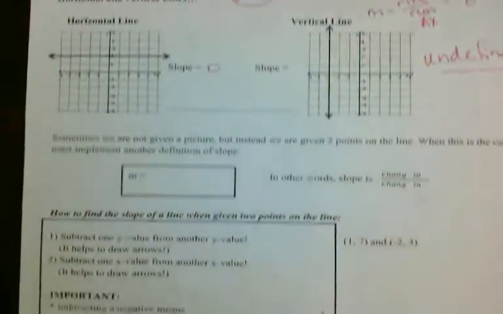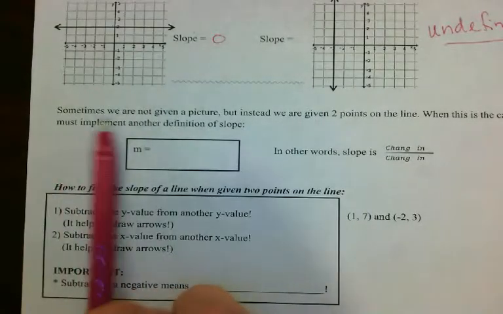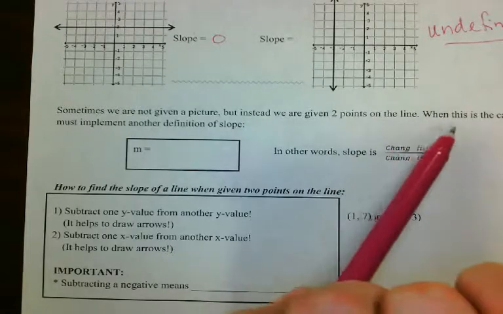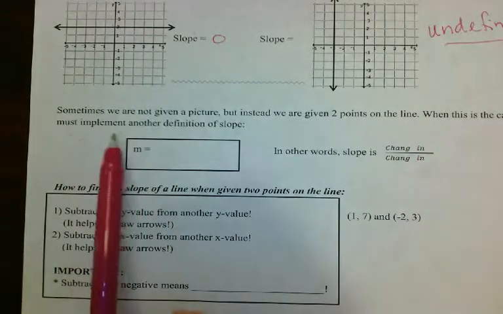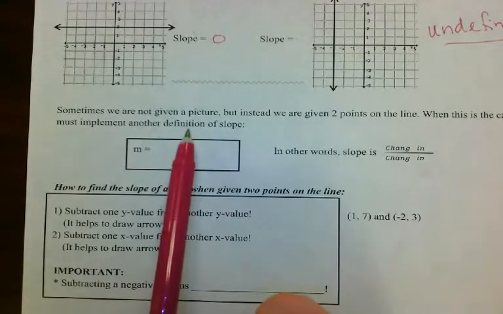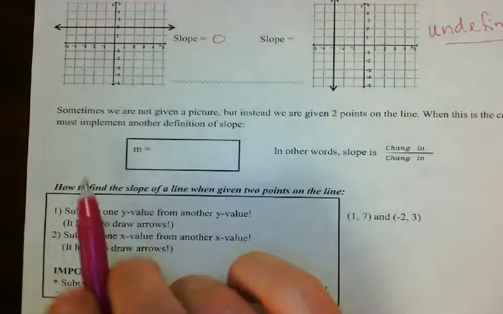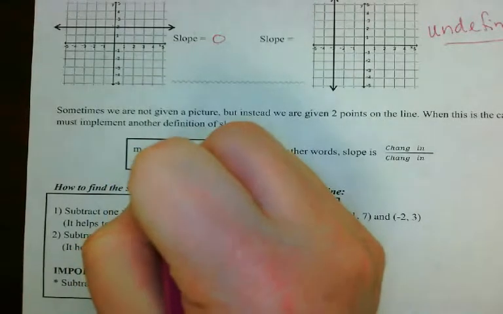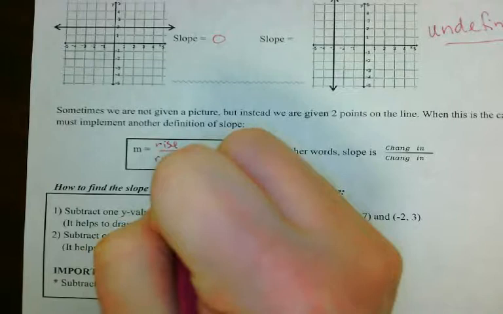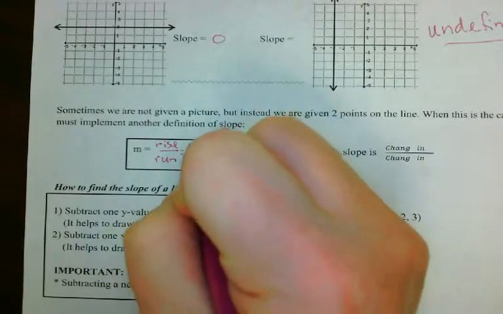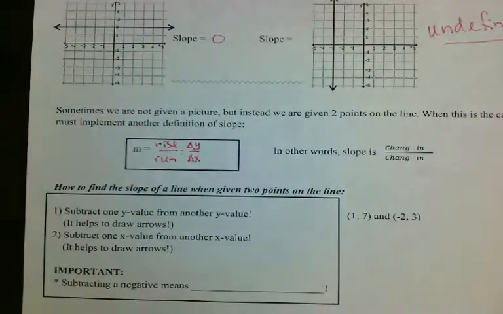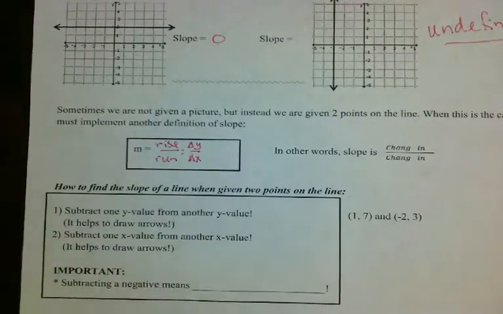Alright, so now what do we do if, it says here, sometimes we are not given a picture, but instead we are given 2 points on the line. When this is the case, we must implement another definition of slope. We did say that slope is rise over run. That was our first definition. And then we also said it's our change in y over change in x.